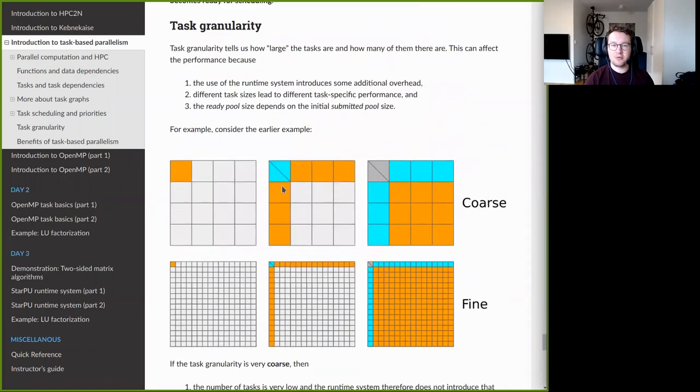And then there is one key topic that needs to be discussed called task granularity. Task granularity basically tells us something about how large the tasks are. Usually this means in terms of execution time, and it also usually tells us how many tasks there are. And this can be a really important factor for performance for three primary reasons. The first reason is that the runtime system will introduce some extra overhead when it's trying to figure out how the tasks depend on each other, and when it's also doing the scheduling. This will add some additional overhead. Extra computer resources are needed to do these operations.